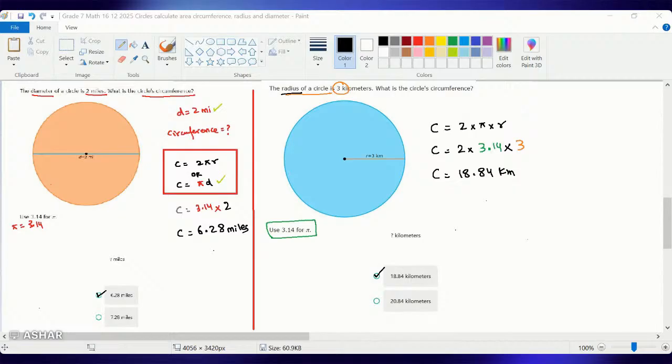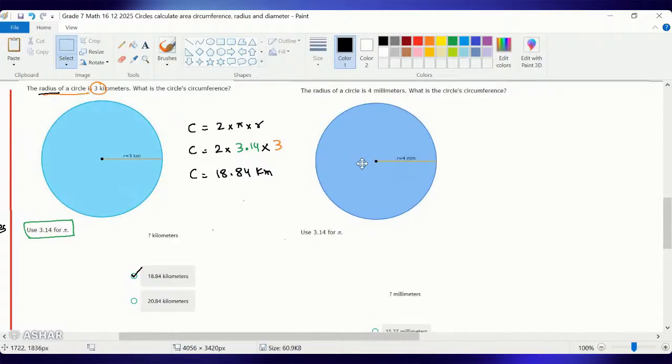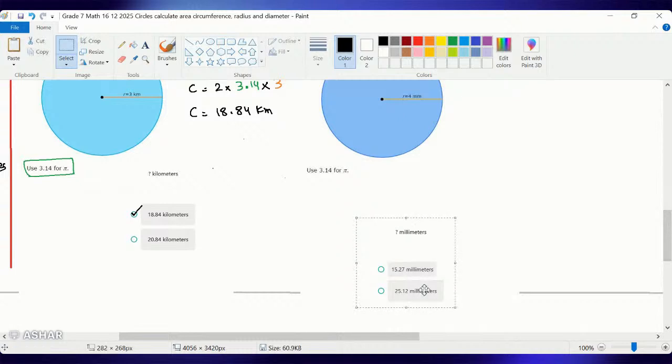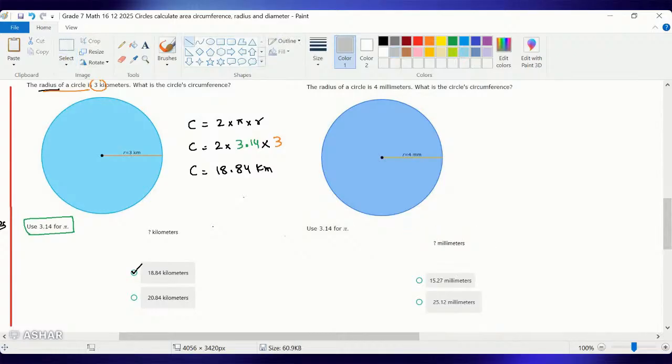Okay. The next question says, I'll just bring down the next question so that we can have a better understanding. This is the question that's given to us, and this is what they're asking of us. So the question says the radius of a circle is given to us, and we need to find the circumference. Same question, different values.